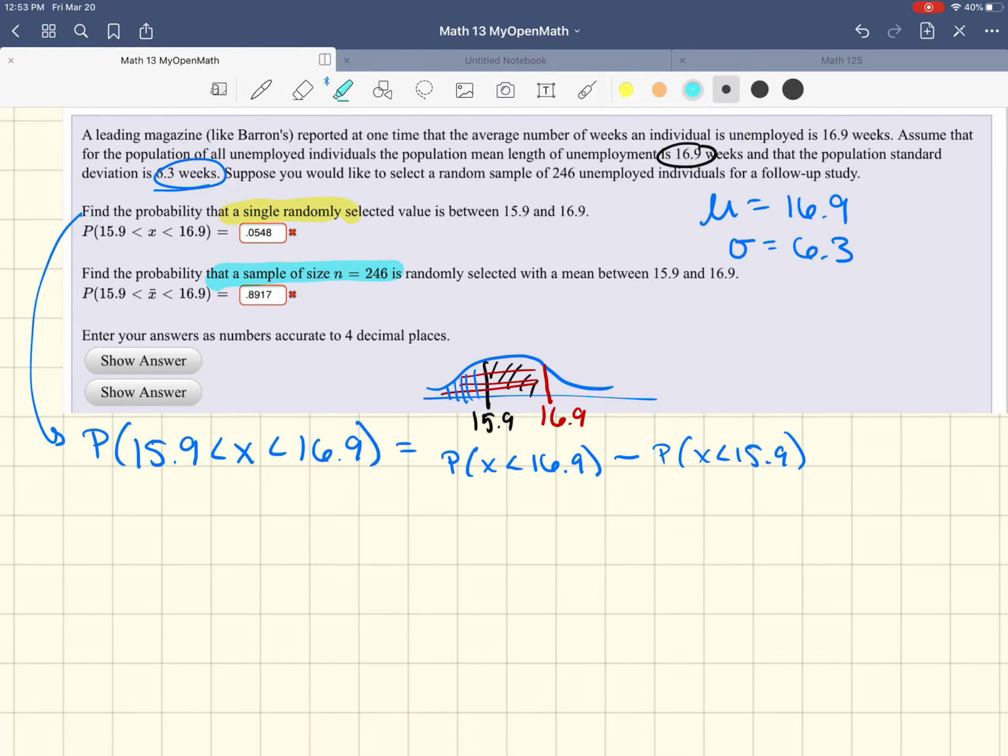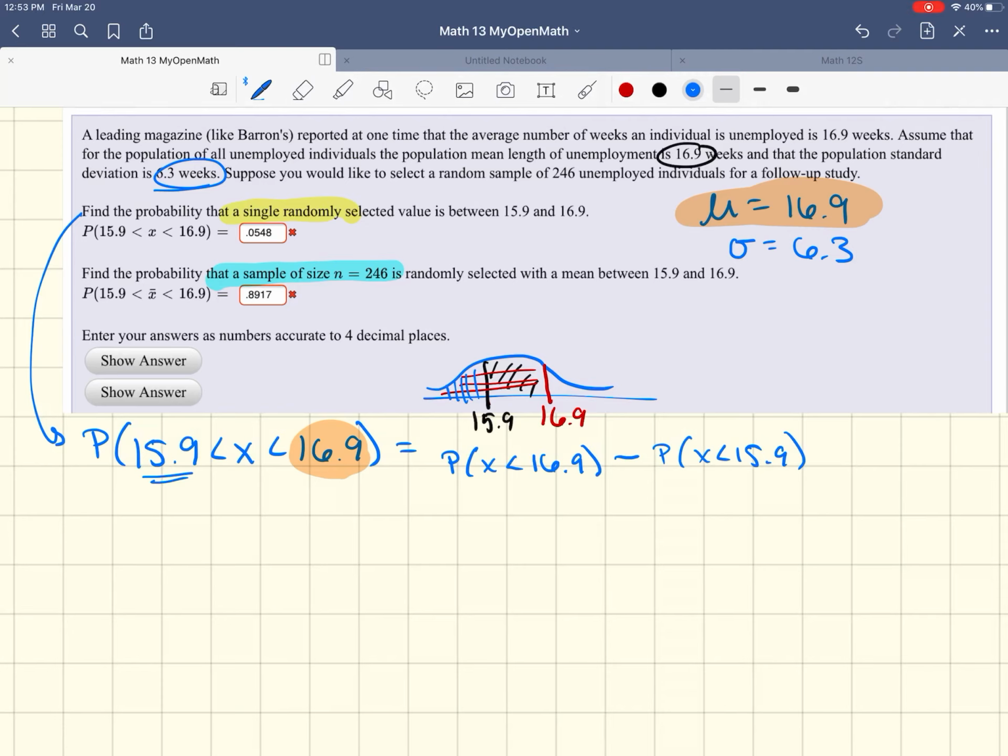Now this is an interesting problem because the 16.9 from our single value sample just happens to be the same as the population mean. Just a little bit different, a little bit strange. Usually, like the 15.9, they're different numbers, but this is kind of cool.